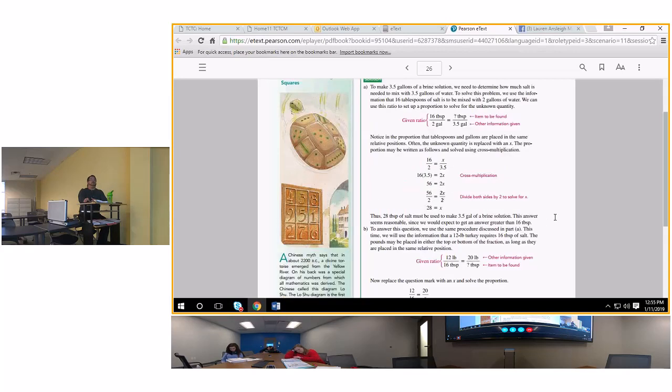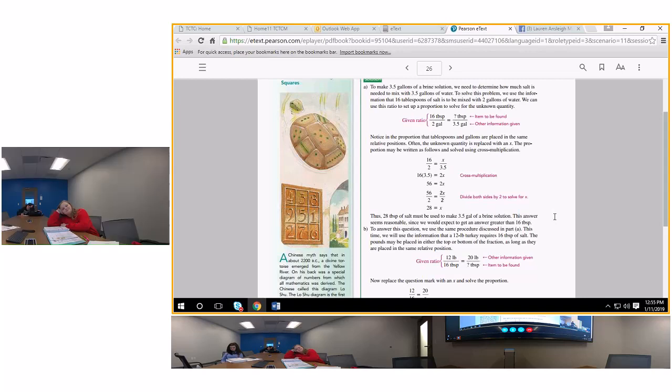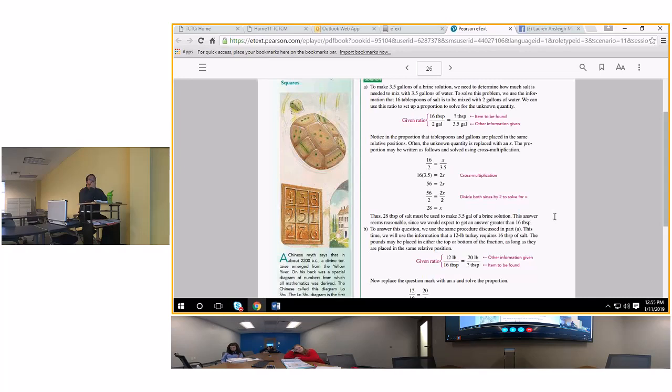And that is something that you probably remember from pre-algebra. You remember that? Doing the cross multiplying? Yeah. Okay. So you need 28 tablespoons of salt. Or not water, salt. Yeah, salt.